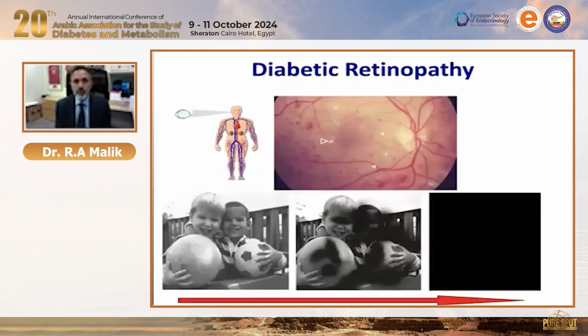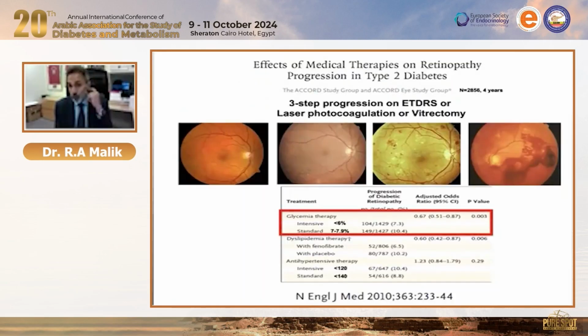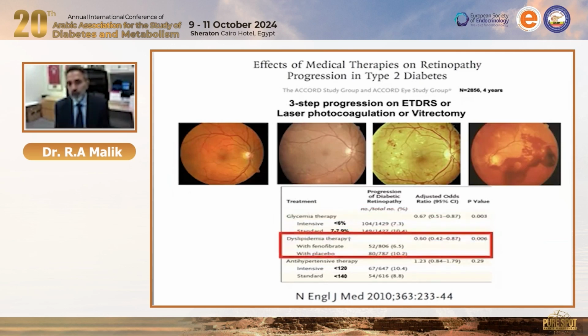What about diabetic retinopathy? Well, for diabetic retinopathy, really the ACCORD study is very instructive in that it looked at the effect of glycemic control, dyslipidemia with fenofibrate, and blood pressure reduction. And what it showed is that if you can get HbA1c down from between 7 to 7.9% to less than 6%, you can reduce retinopathy progression by about 33%. However, if you give fenofibrate, you get a 40% reduction.